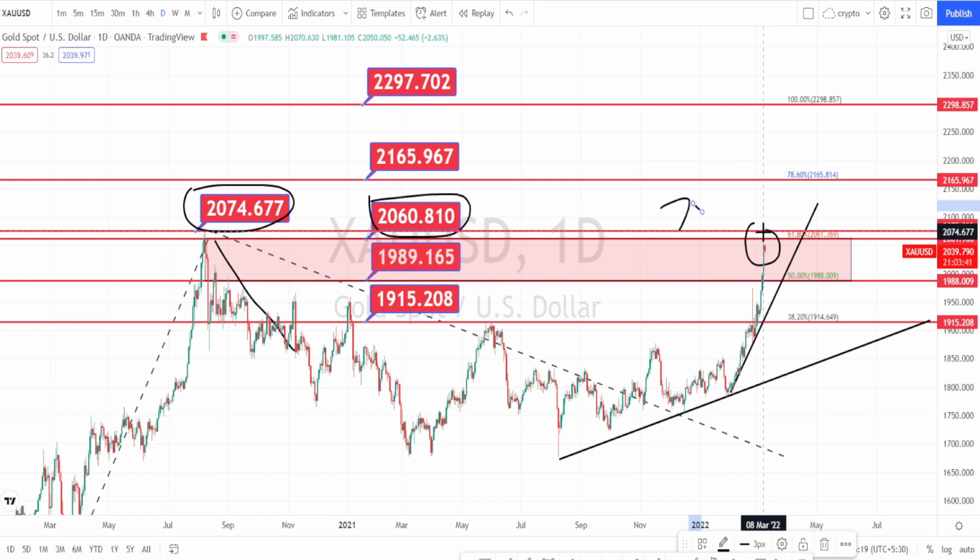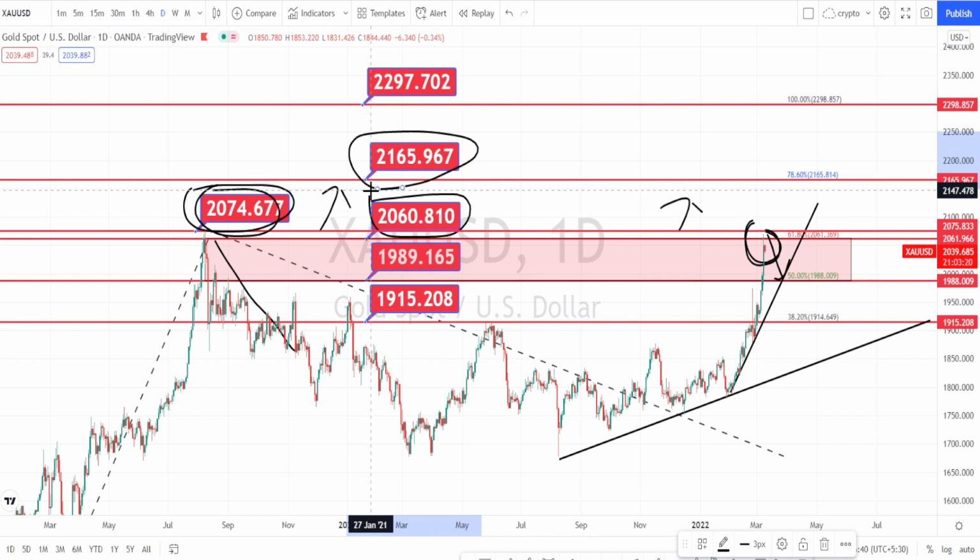Till now it is only retracing to the previous high, so we can expect a bearish trend reversal to happen. But if it breaks this resistance level, we can expect the actual bullish trend to start in this currency pair, and the next level of resistance is going to be around 2165, which is the 78.60% level in the Fibonacci extension tool.